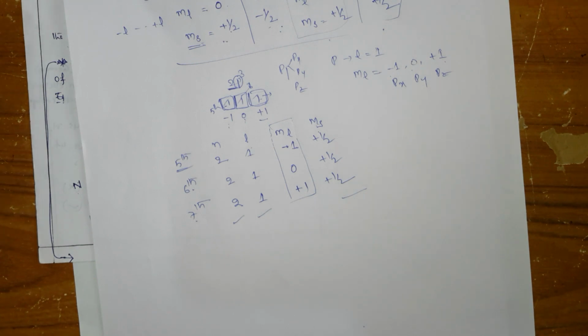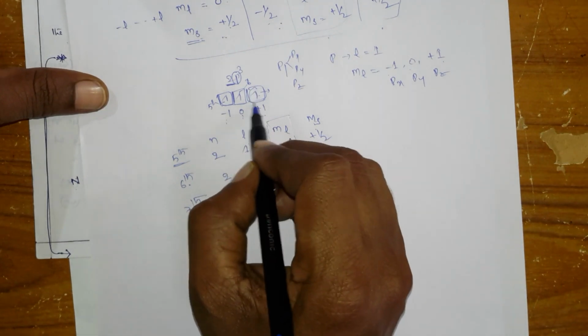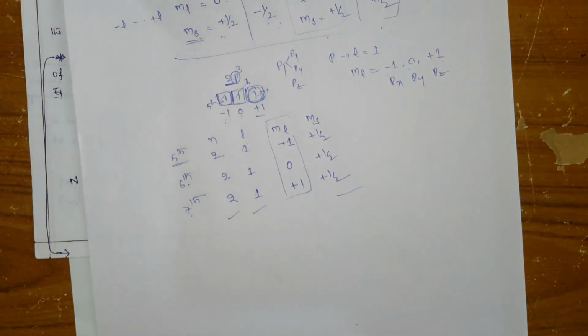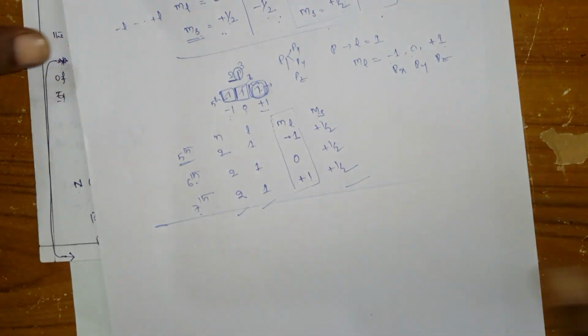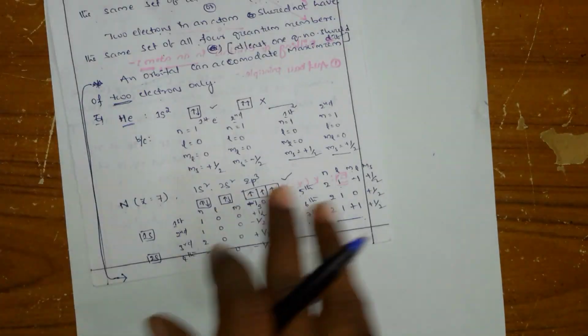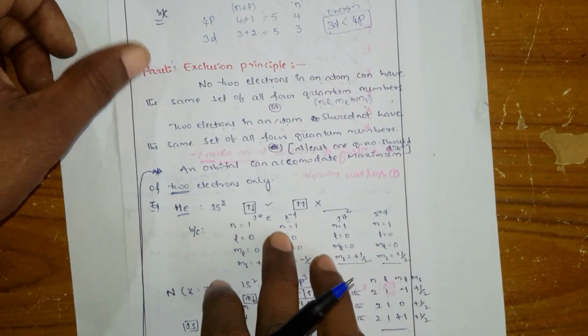In India, is there any same address for two different houses? No, right? Okay, so here is also the same thing. For every electron, the address should be different. Address means four different quantum numbers. It shows at least one different quantum number. Okay, so this is all about the Pauli's exclusion principle.